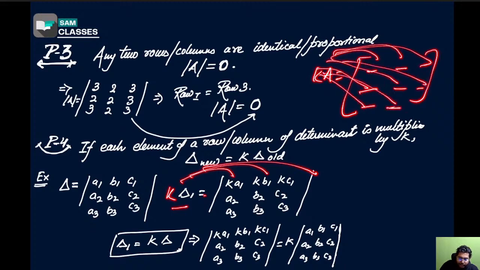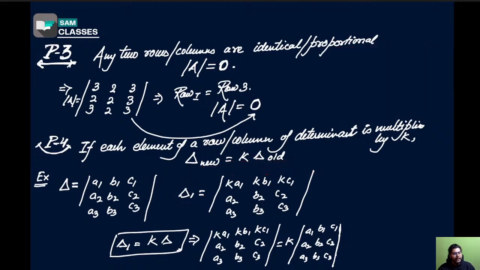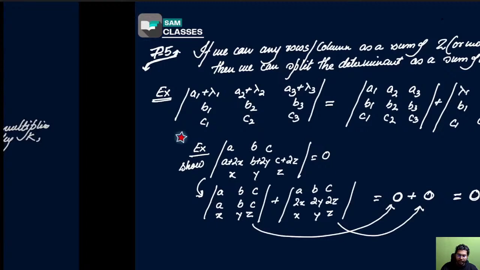Here is the difference, students. Clear? We should understand this very important point and be very careful on this. Whenever we say that we are multiplying any row or a column by k, it means that only that row or that column is multiplied by k. Clear? Got it, everyone? Okay.